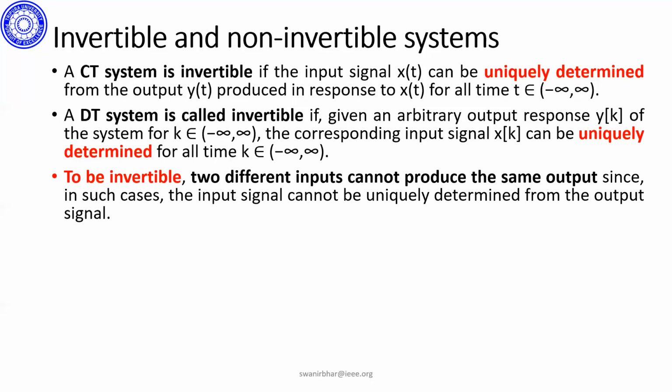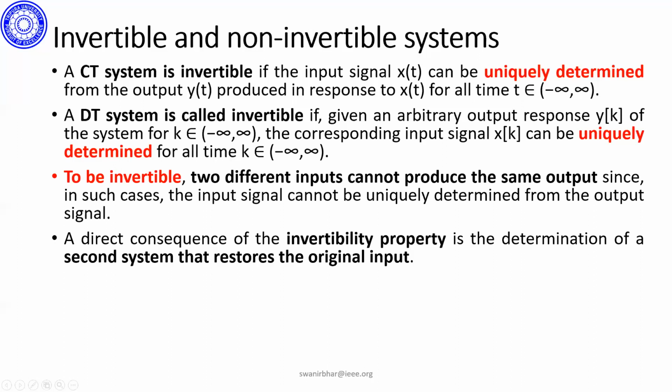So in such cases, the input signal cannot be uniquely determined from the output signal, because here there is no discrimination whether input 1 has come or input 2 has come. In both cases, you get output y. So a direct consequence of the invertibility property is the determination of a second system that restores the original input. So if a system is invertible, then there will be a unique output for a unique input. So any system that is giving a unique output for a unique input, that system is invertible. And the system that is not invertible will not give a unique output for a unique input.